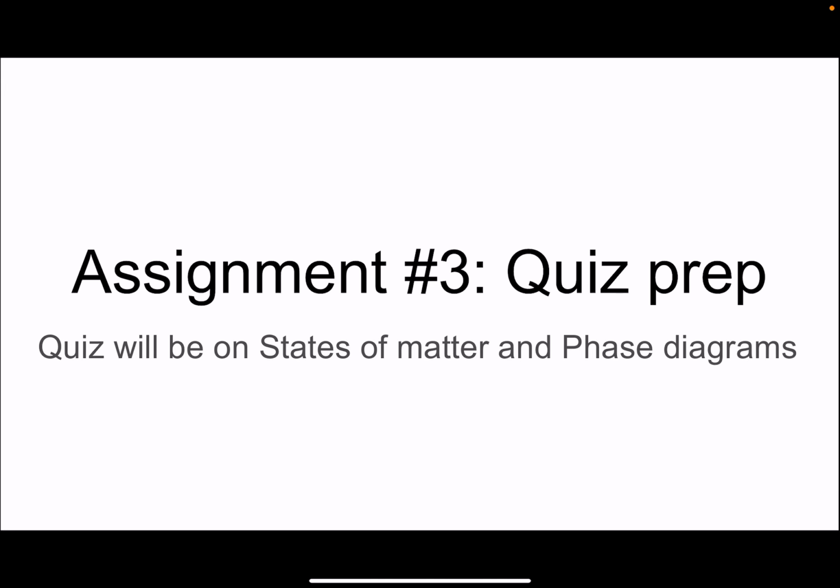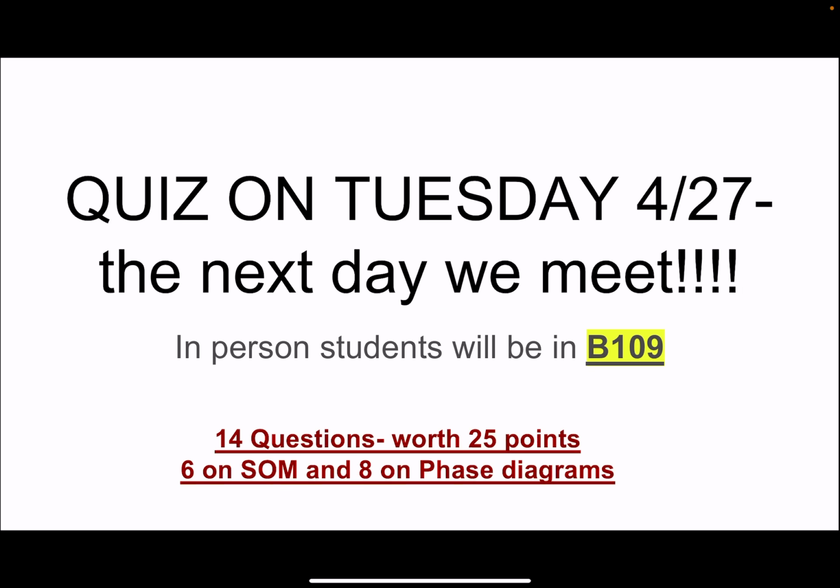Okay, in this video we're going through assignment number 3, our quiz prep. The quiz will be on the states of matter and phase diagrams on the next day we meet. In-person students will be in B109. There are 14 questions and it's worth 25 points. There are 6 on states of matter and 8 on phase diagrams.